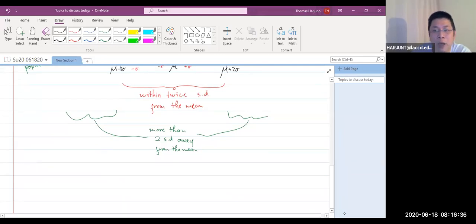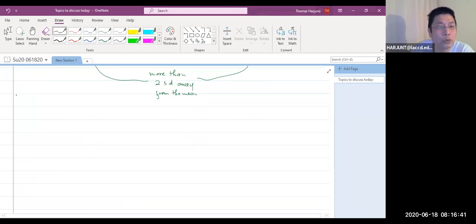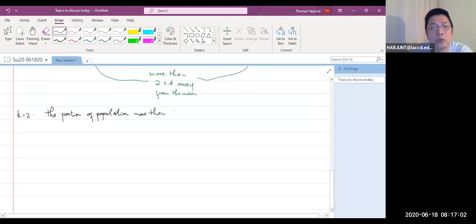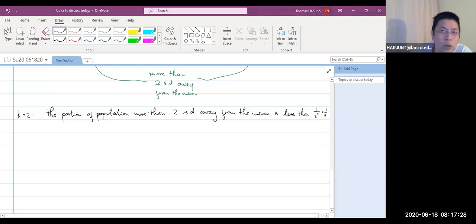Suppose using the example we have earlier, when k equals 2, then the portion of population more than 2 standard deviation away from the mean is less than 1/4. So at most 25% of the population is outside of that twice standard deviation from the mean.